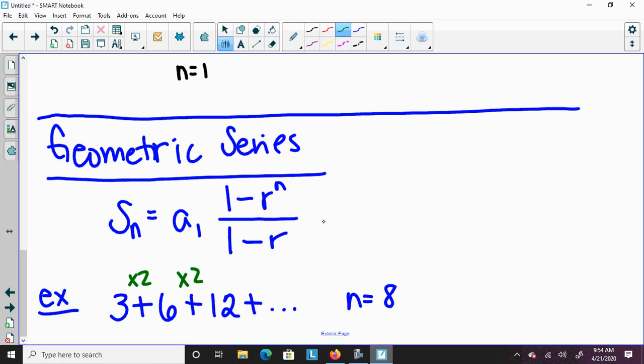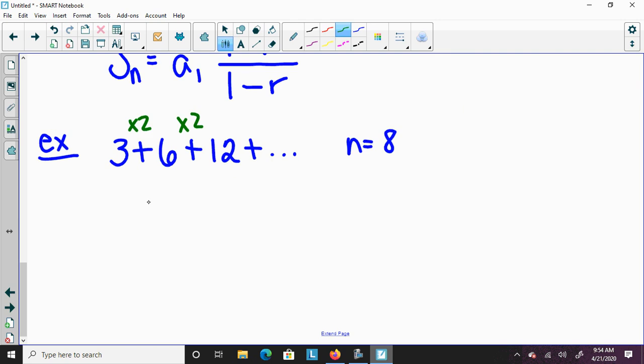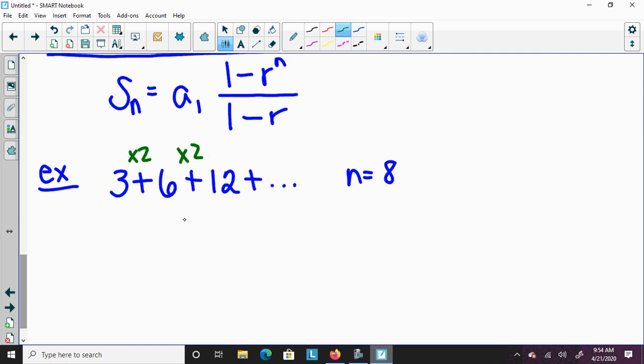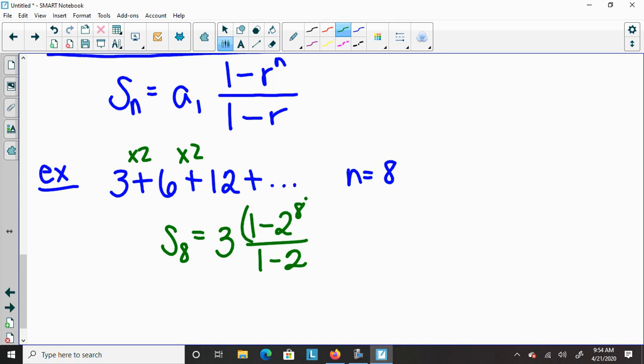So we just plug those in. I'll plug it into my equation. Our sum for 8 terms in this geometric series is our first term times 1 minus 2 to the 8th divided by 1 minus 2. If you're doing this in the calculator and you don't have like the fraction tool, make sure that you put parentheses around the top and the bottom if you're just using the divide by.